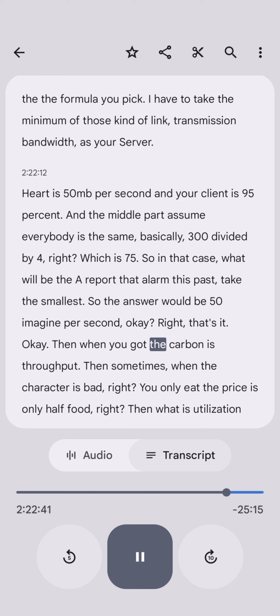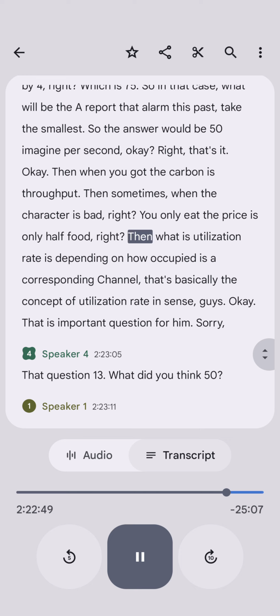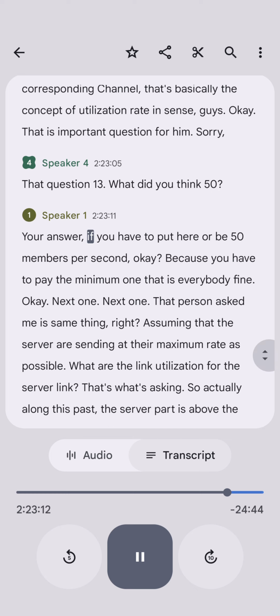Then, when you graph the corresponding throughput, sometimes the pipe is only half full, right? Makes sense? Then what is the utilization rate? It depends on how full the pipe is for the corresponding channel. That's basically the concept of utilization rate. Make sense, guys? Okay. So for question 13, what did you pick? 50. Your answer, if I have to put it here, would be 50 megabits per second, because you take the minimum one. Is everybody fine?